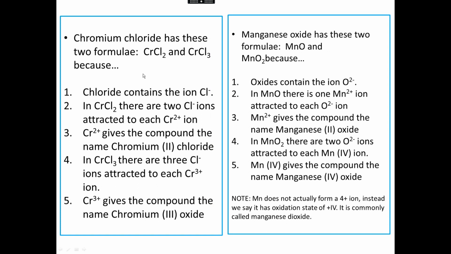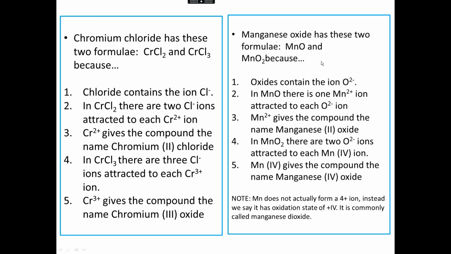These other examples, less familiar, I didn't explain this earlier to try and test you out to see if you could figure these ones out on your own. Right, CrCl2 and CrCl3. Chloride is always Cl-. Chlorine's in group 7, it gains one electron to form Cl-. In this chemical, there are two chlorides attracted to one chromium, so the chromium must be 2+. If it's 2+, we give it the name chromium(II) chloride. In this particular compound, CrCl3, there are 3 chlorides attracted to chromium, so chromium must be 3+. Therefore, we give it the name chromium(III) chloride.